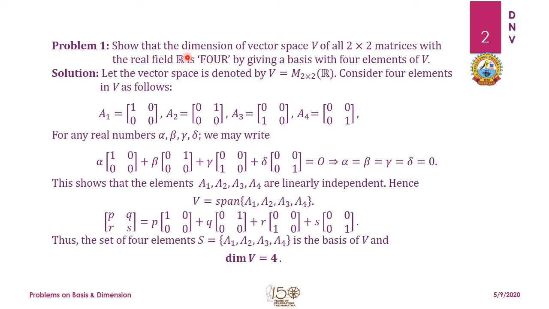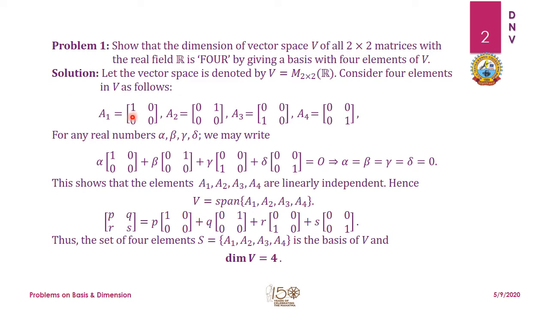Means we have to prove that the dimension of this matrix is 4 and we have to give the basis with 4 elements of V. So let the vector space be denoted by V equal to M 2 cross 2 R, where R denotes the set of real numbers which is responsible for supplying the elements to the elements of this vector space V.